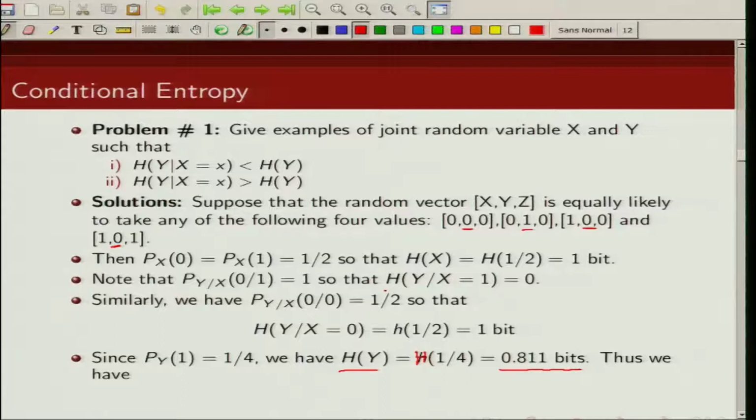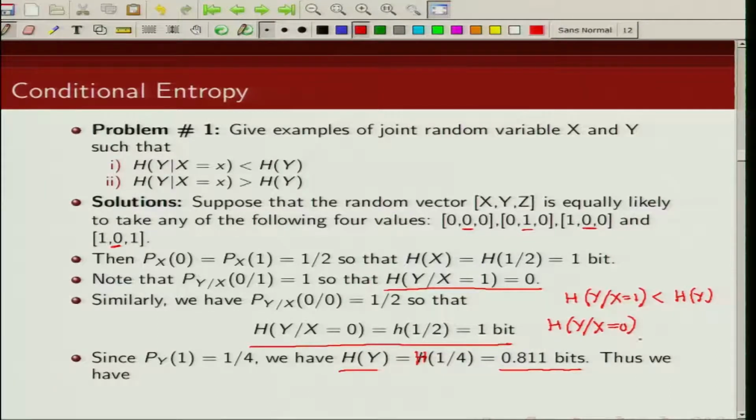Now given x equal to 1, uncertainty in y given x equal to 1 is 0. So h of y given x equal to 1 is less than h of y. Correct? And h of y given x equal to 0 is 1, which is greater than h of y. So hence we have shown that conditioning on a particular event, it is possible that uncertainty in y may become more than uncertainty in y without conditioning on this event, or conditioning on a particular event can reduce the uncertainty in y.